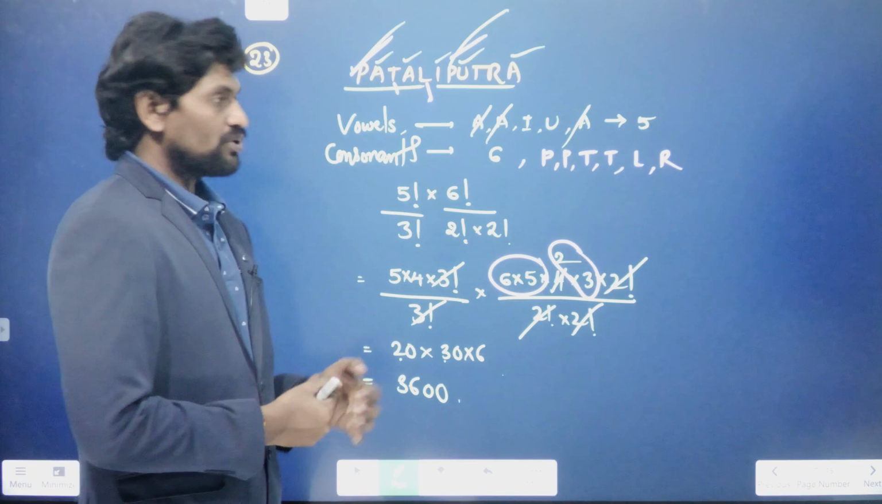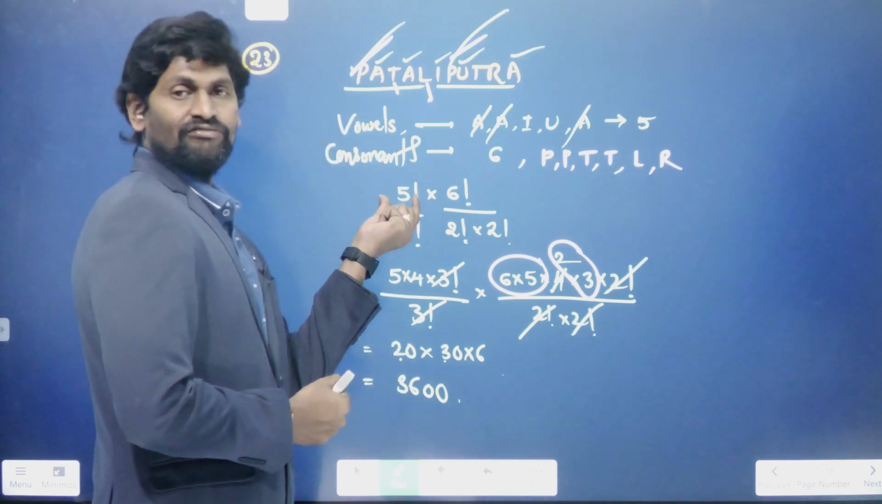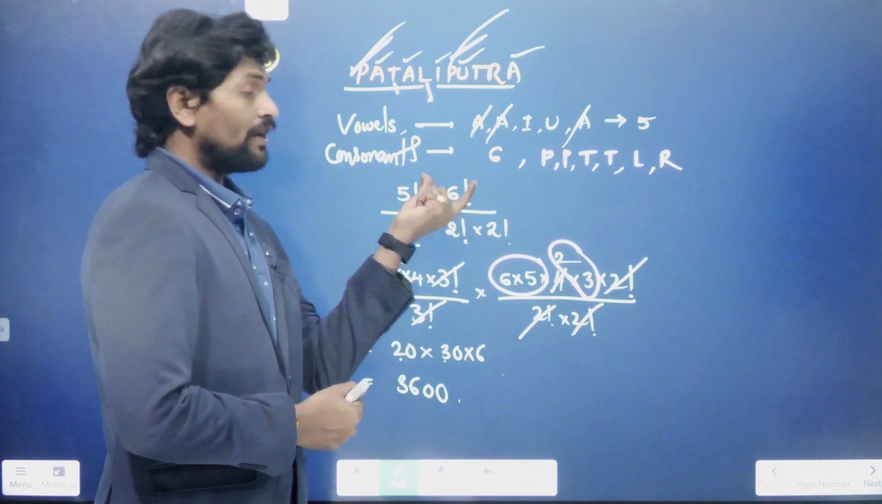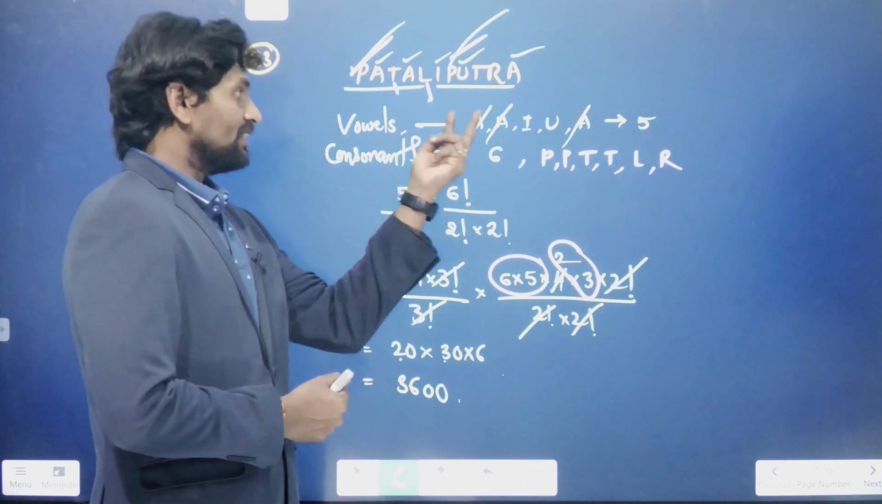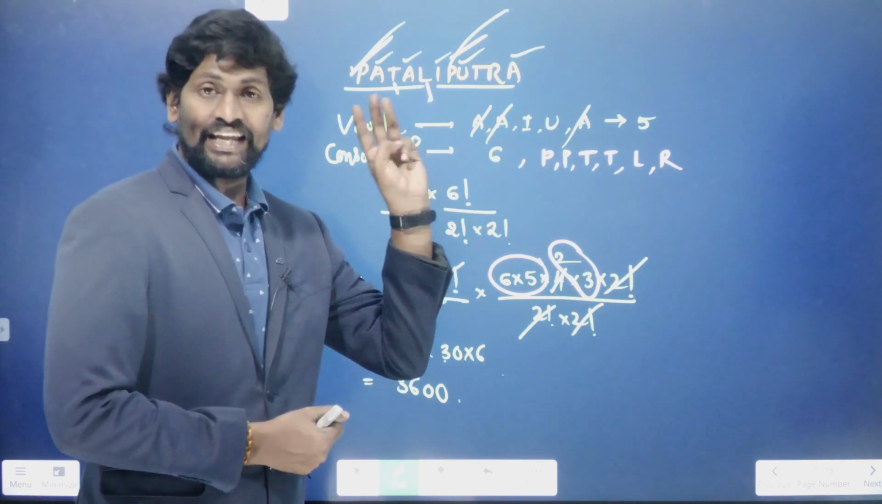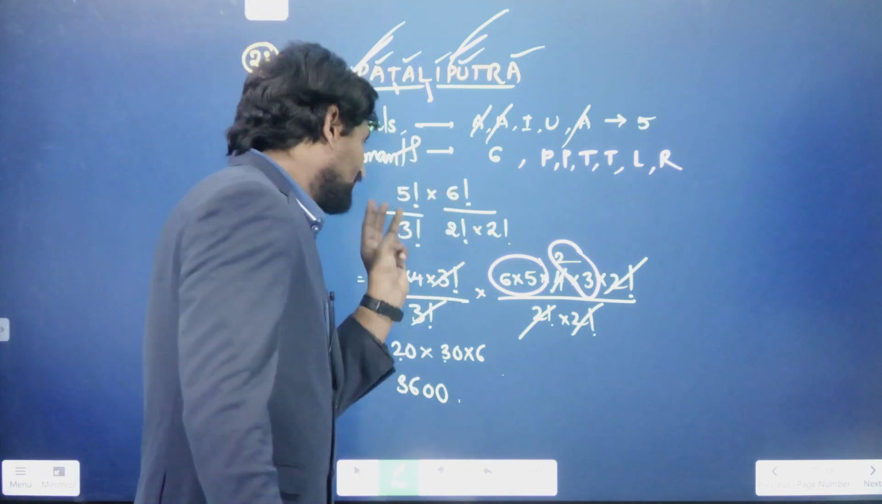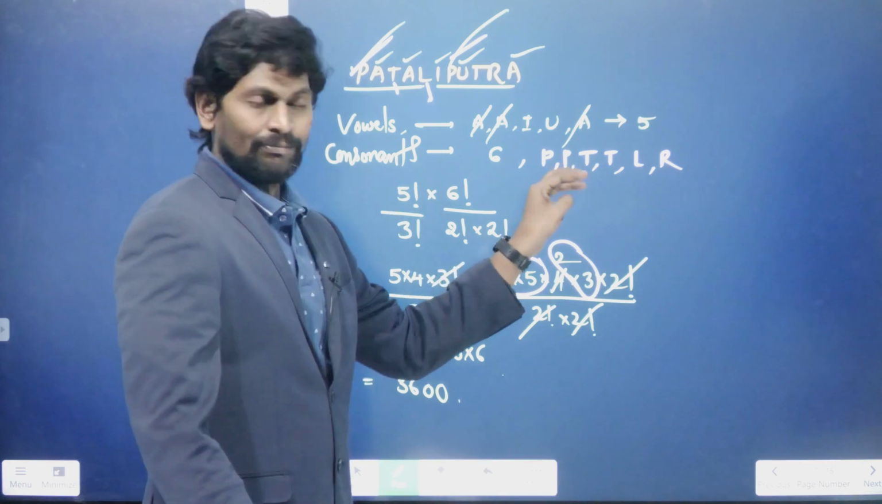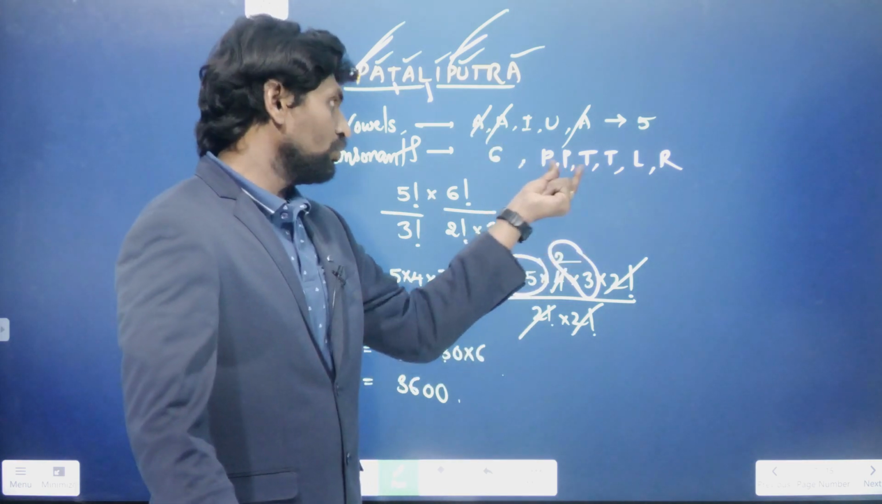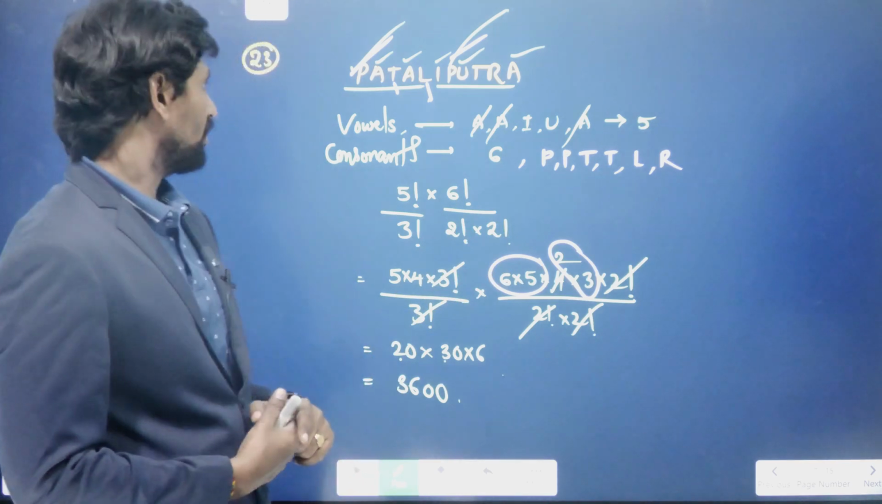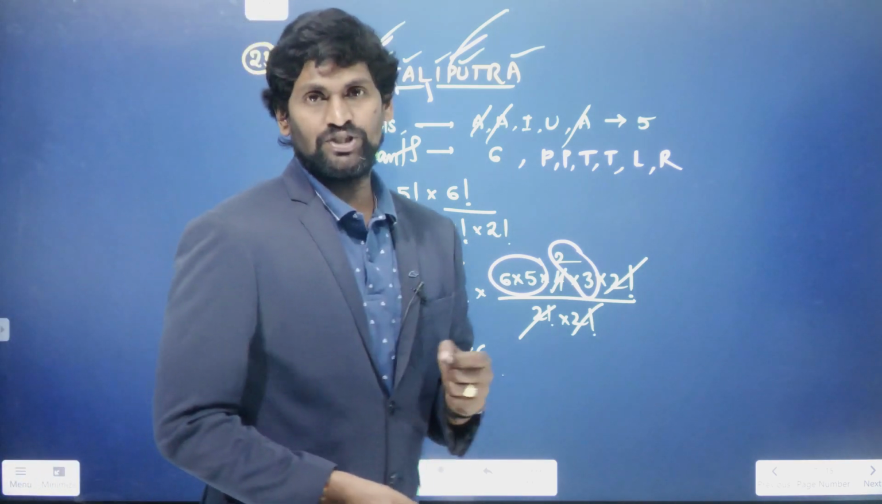Okay? So all 5 vowels I arranged in 5 factorial. All 6 consonants are arranged in 6 factorial, but in that 5 factorial, there is a same letter repeated 3 times, so 3 factorial. In Pataliputra, there are 6 consonants, 2 letters are repeated, so 2 factorial and 2 factorial. Okay? So synopsis 2 is completed.